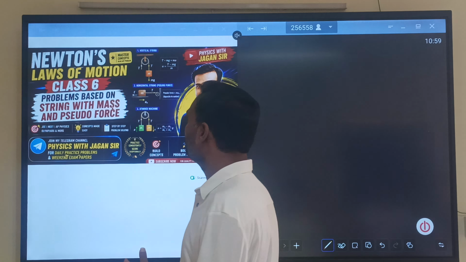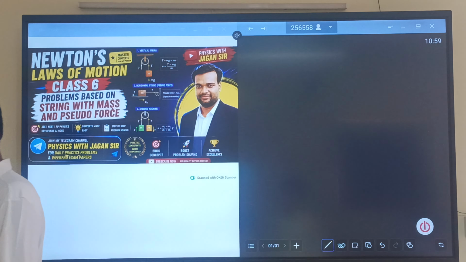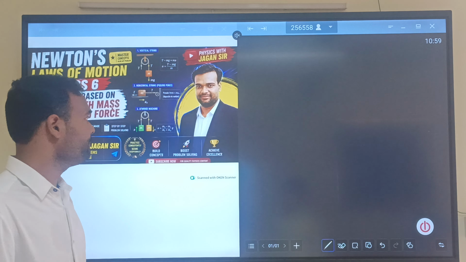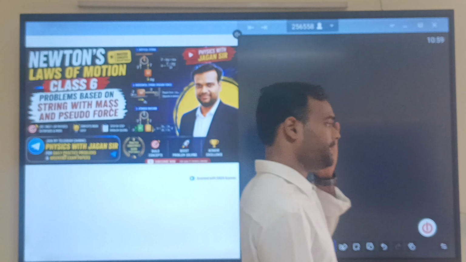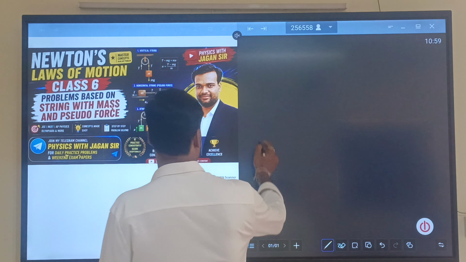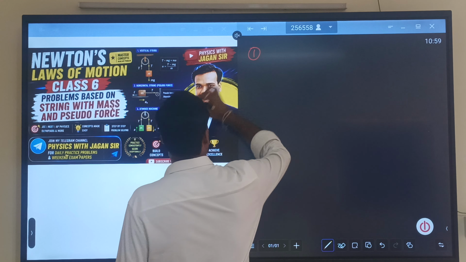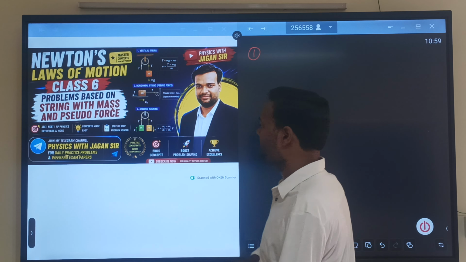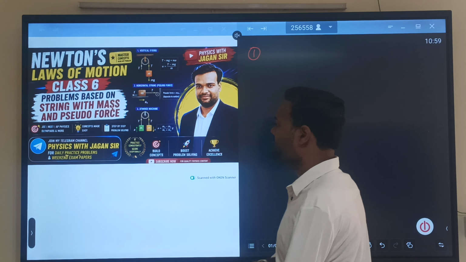We had successfully completed five classes in Newton's laws of motion, and this is the sixth class. So far we have completed Newton's first law, second law, third law, and after that we have seen problems connected with the thread and problems based on normal force. And here we are going to see a problem.